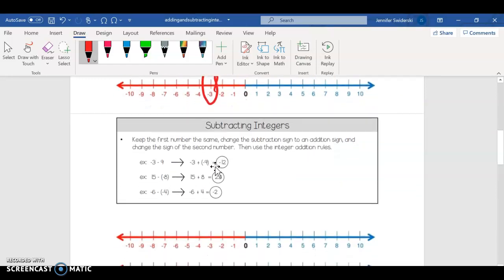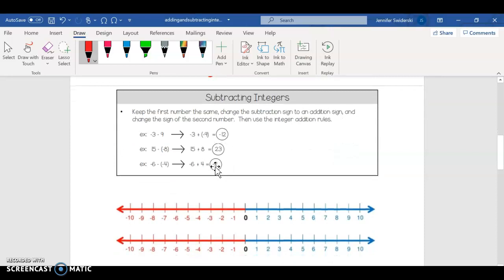Subtracting integers, main idea here is to keep the first number the same, change the subtraction sign to an addition sign, and then change the sign of the second number. Then use the integer addition rules. The main thing to keep in mind is this one right here. All right, so let's start with the first one.